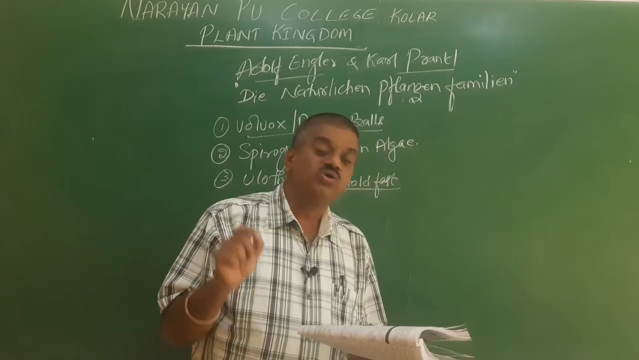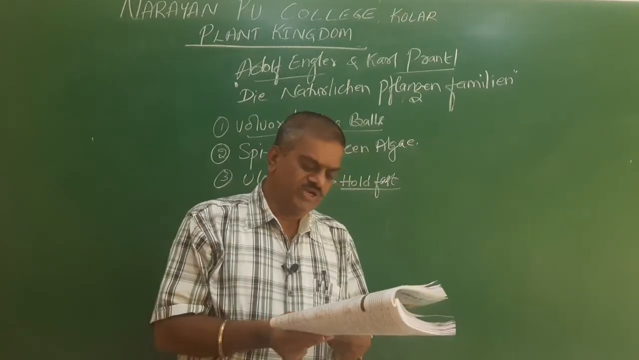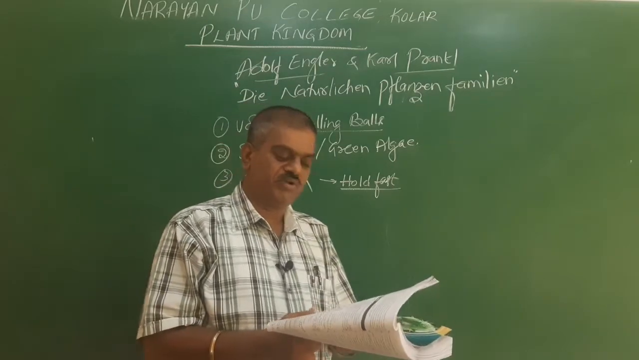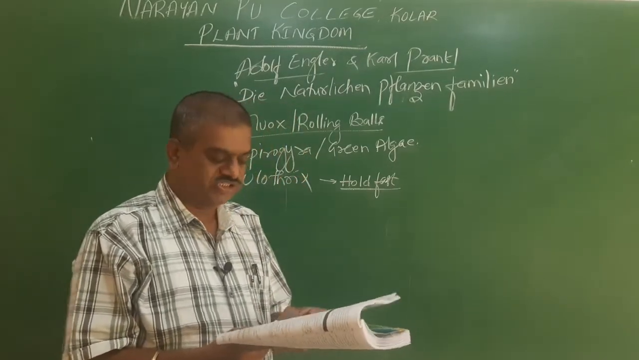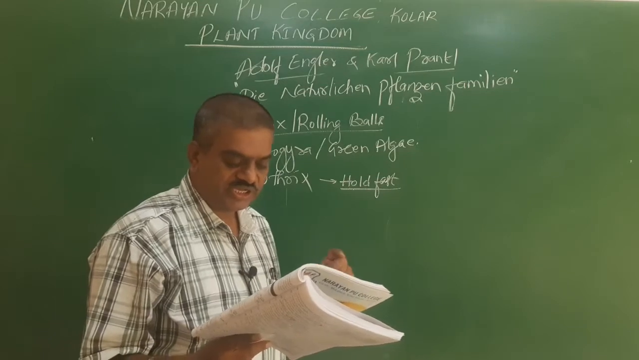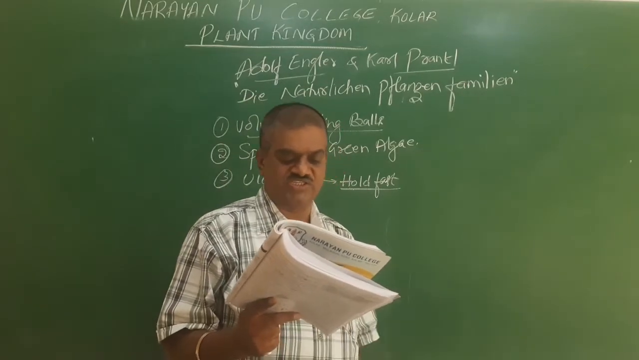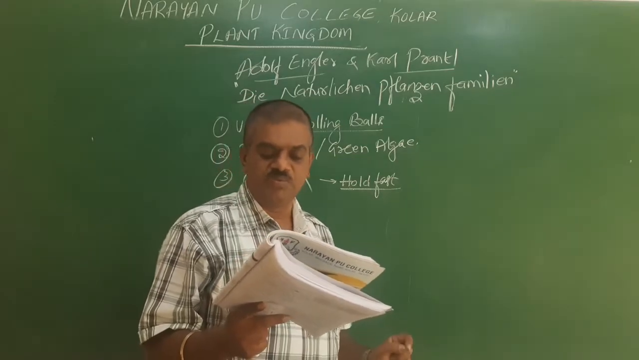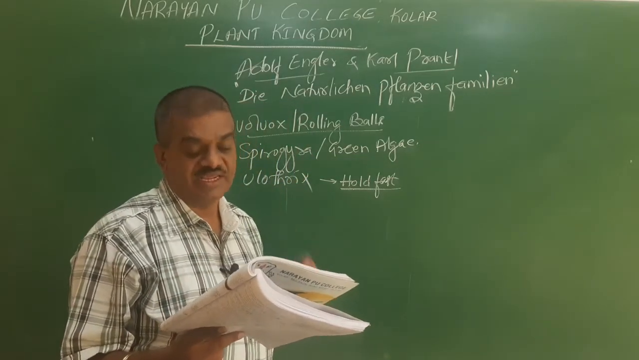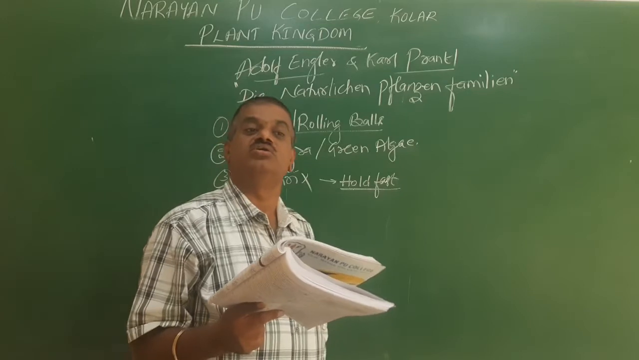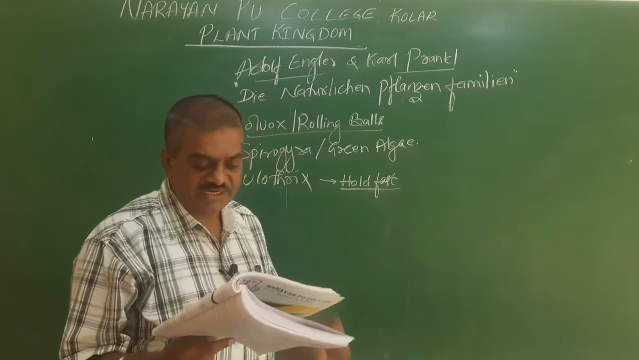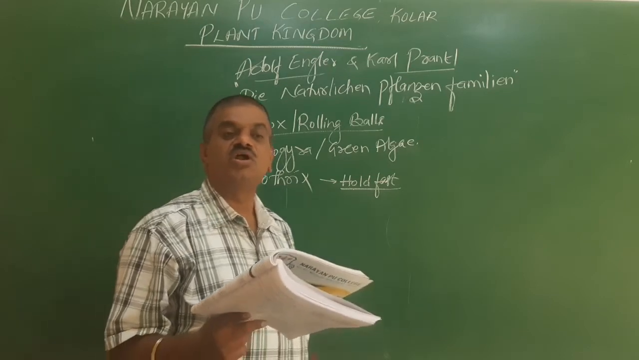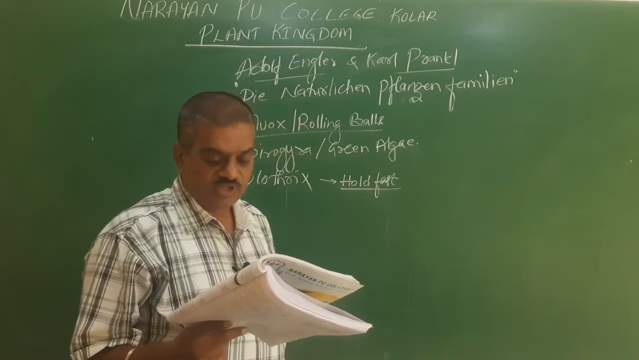First one, Chlorophyceae. So we know that in Chlorophyceae, the reserve food material is in the form of starch. Starch is the reserve food. The second one is called Phaeophyceae. In Phaeophyceae, the reserve food material is in the form of laminarin and mannitol. Laminarin and mannitol are present in the Phaeophyceae, called brown algae.